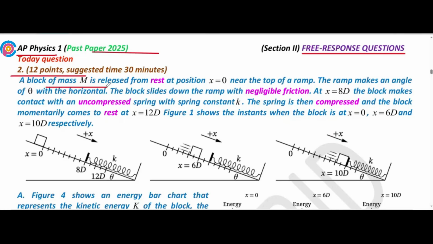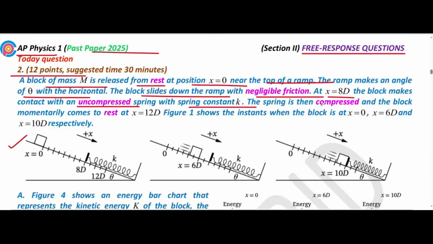A block of mass m is released from rest at the initial position x0, as shown in this figure, near the top of the ramp. The ramp makes an angle theta with the horizontal. The block slides down the ramp with negligible friction. At x equal to d, the block makes contact with the uncompressed spring with spring constant k.